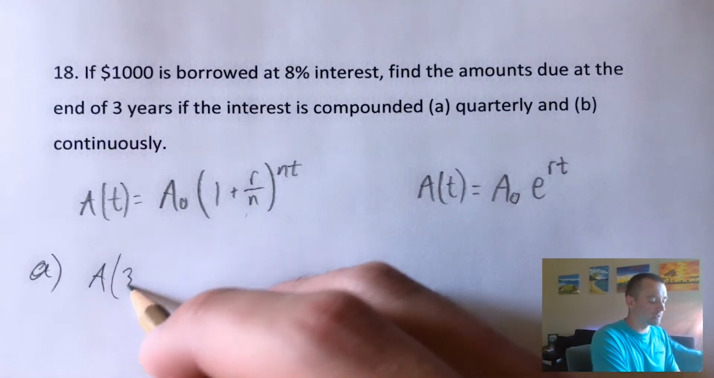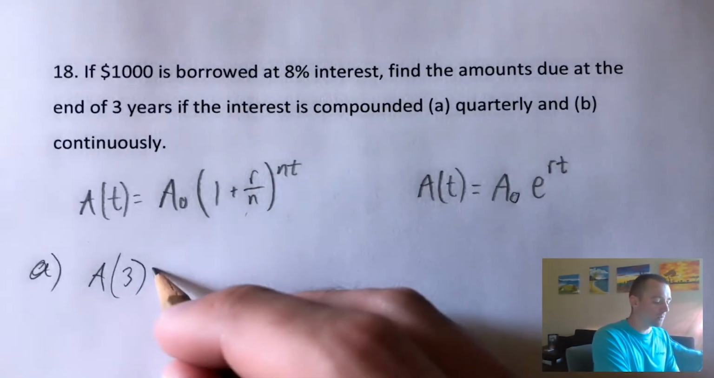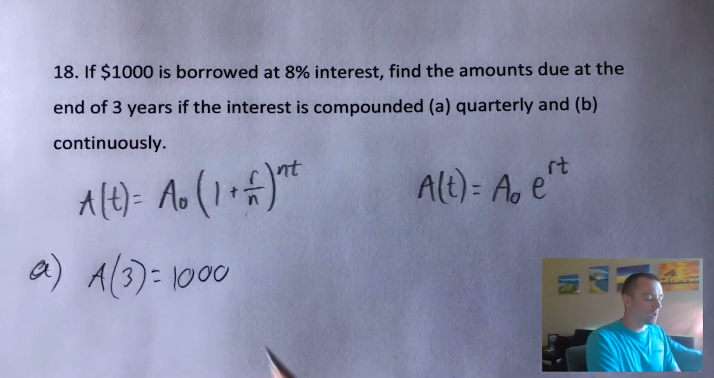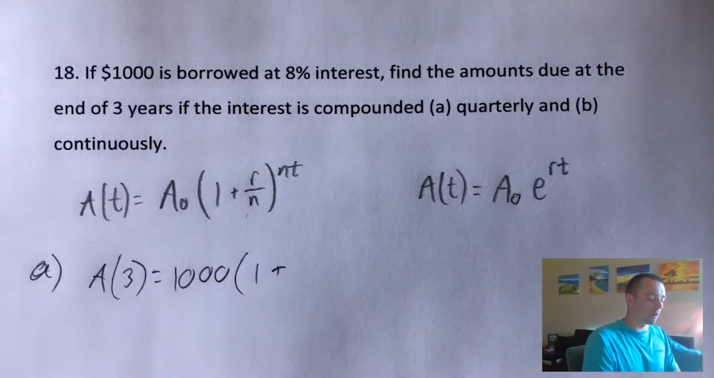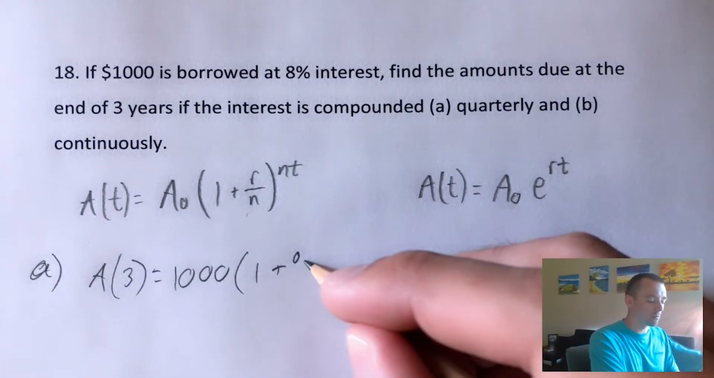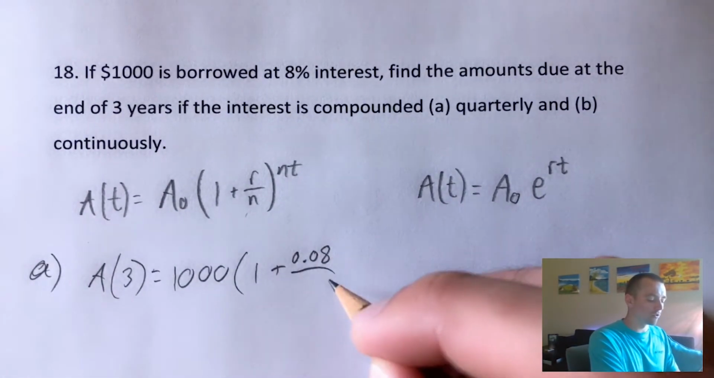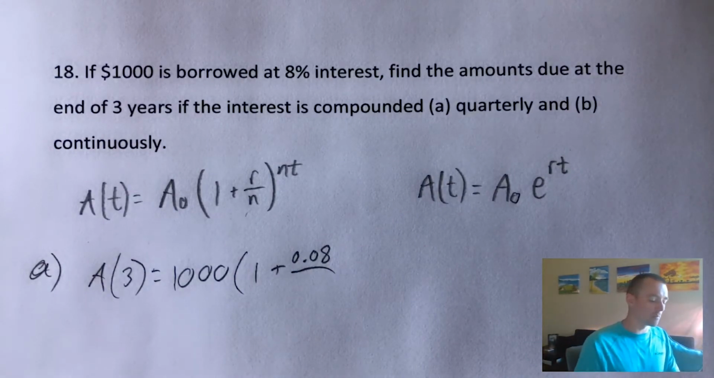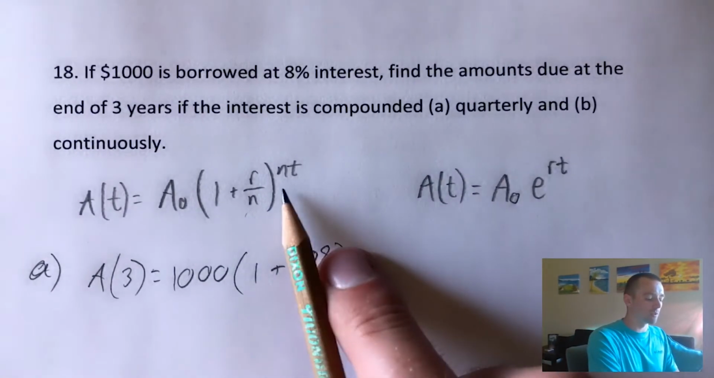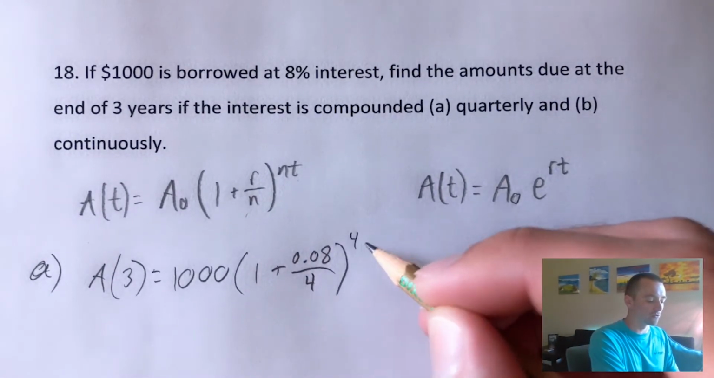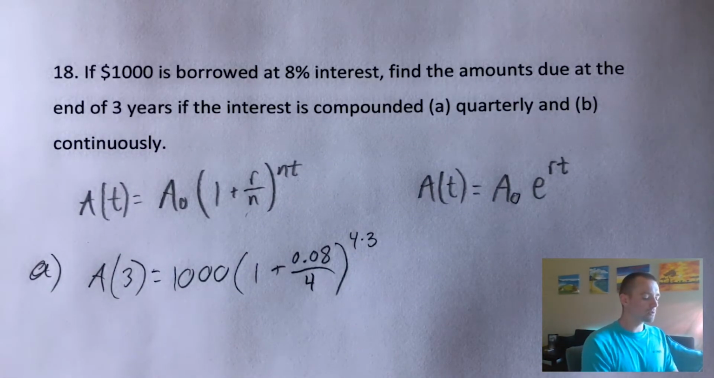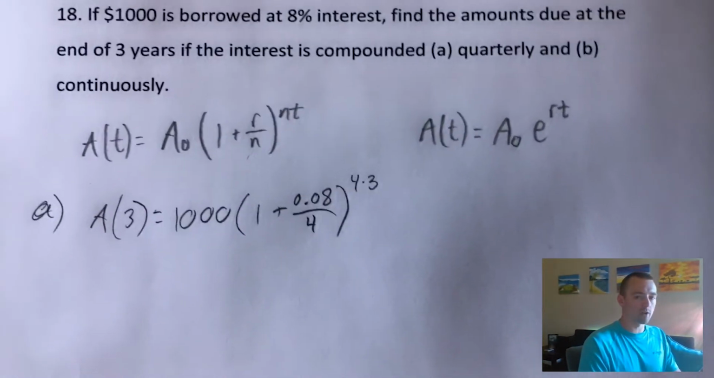So the T, like I said, is going to be 3. So we're putting in 3 for T. Our A sub 0 is our initial balance, or our initial value of the loan, 1,000, plus 1 plus our interest rate, which is 8%. 8% as a decimal would just be 0.08 over N, which is the number of times it's compounded per year. If it's compounded quarterly, that means 4 times per year. And then that's going to be raised up to the N times T power. So again, N is 4 and T is 3, so we could put 4 times 3 as our power. So basically this formula will tell us the balance of the loan after 3 years.